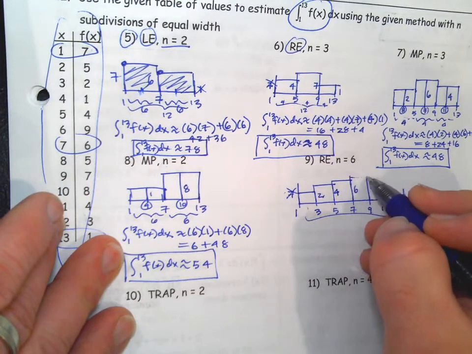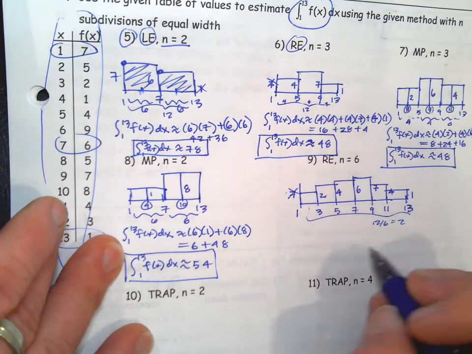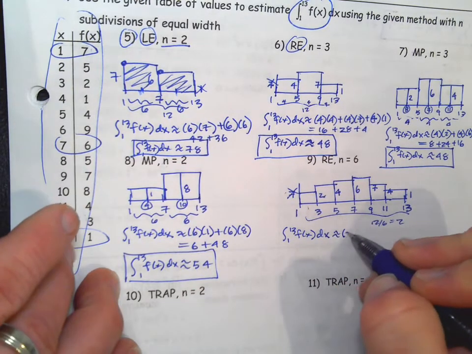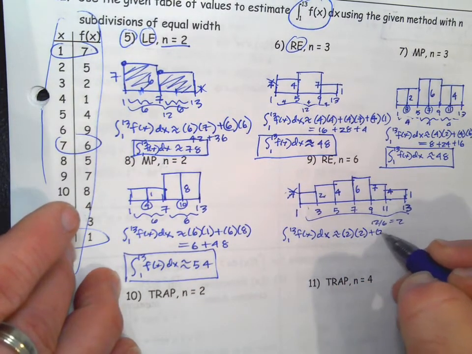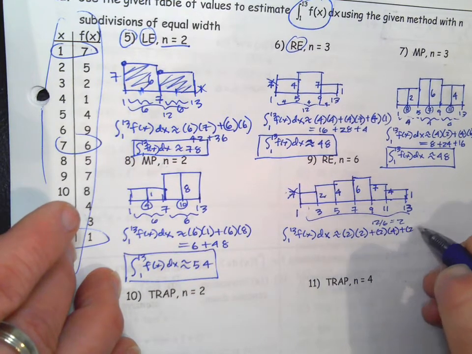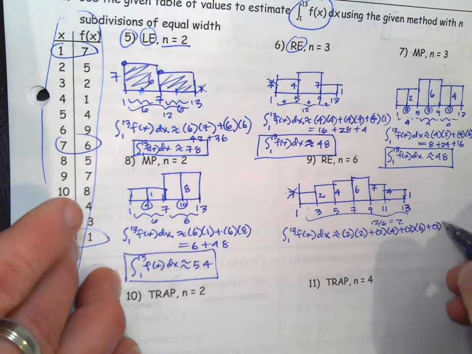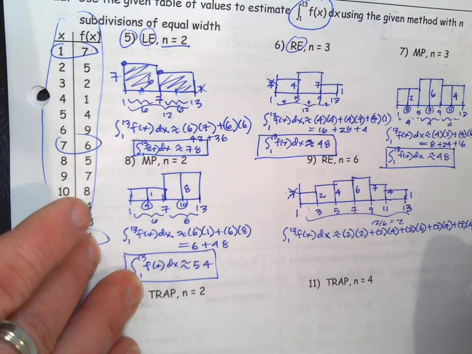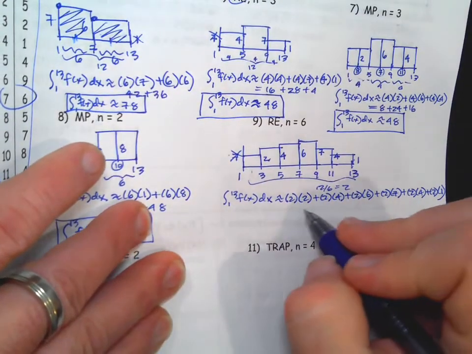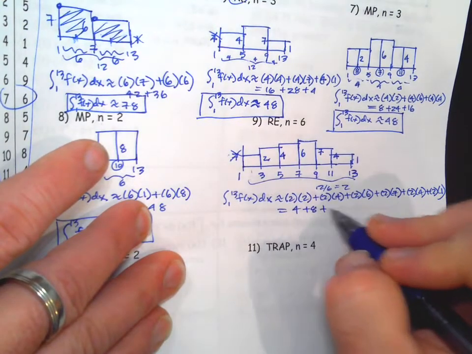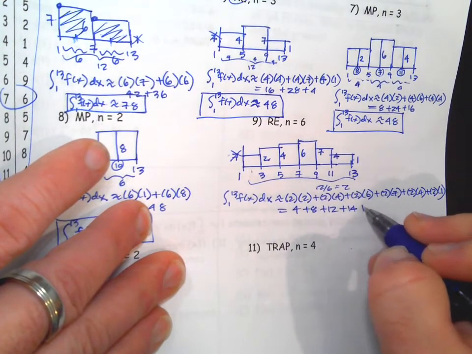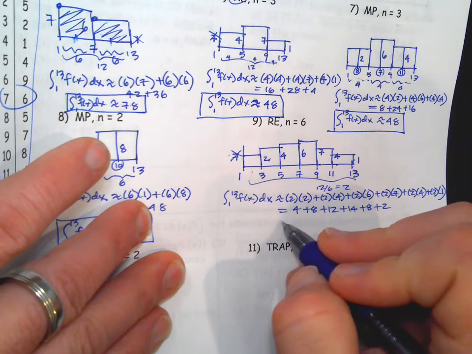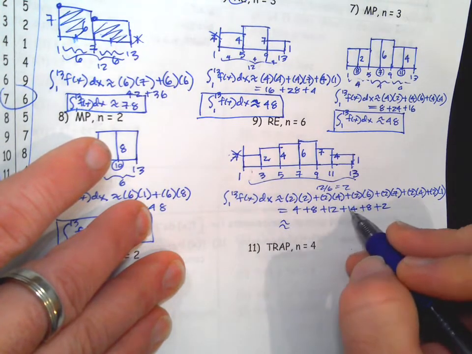All right, so the integral from 1 to 13 of f of x dx is approximately base 2 times height 2, base 2, height 4, base 2, height 6, base 2, height 7, base 2, height 4, base 2, height 1, which is 4, 8, 12, 14, 8, 2. And so that's going to be 12, 24, 28, 38, 46, 48.